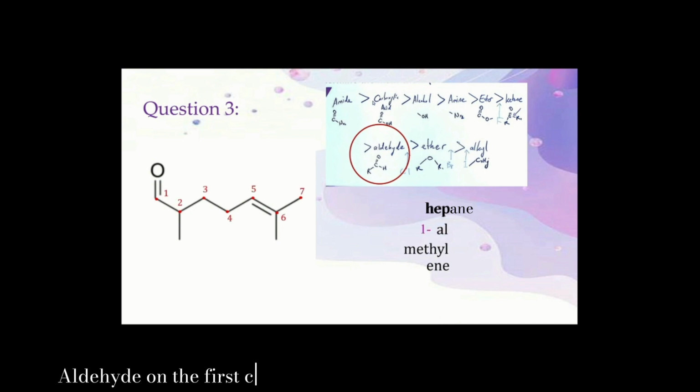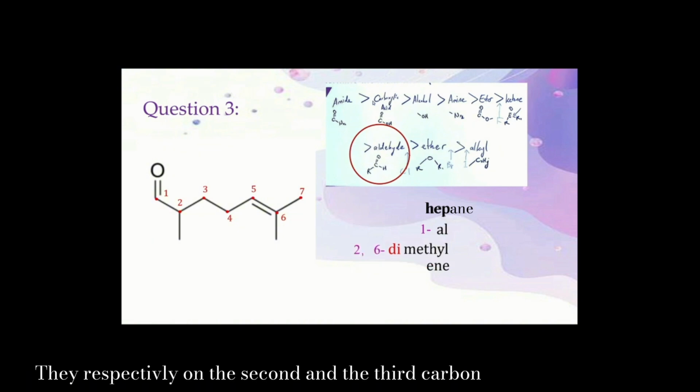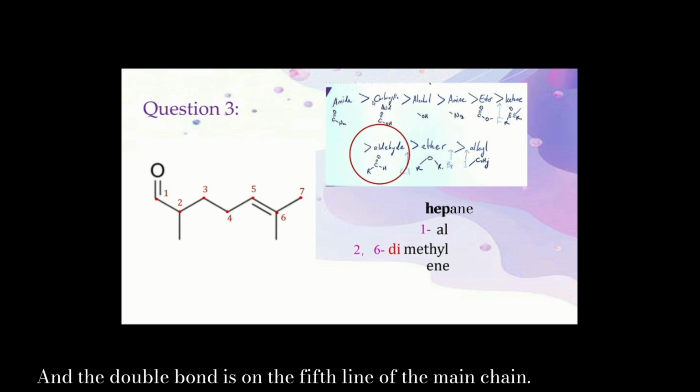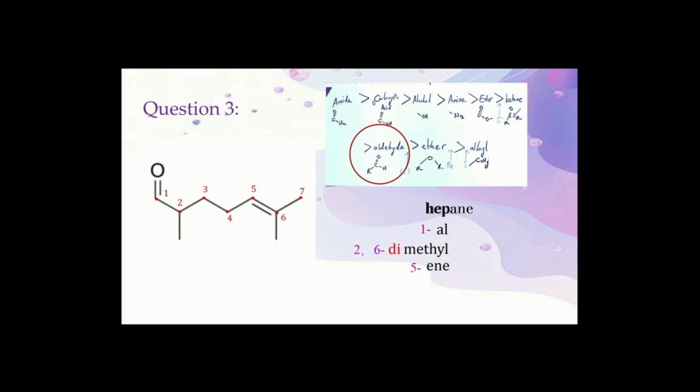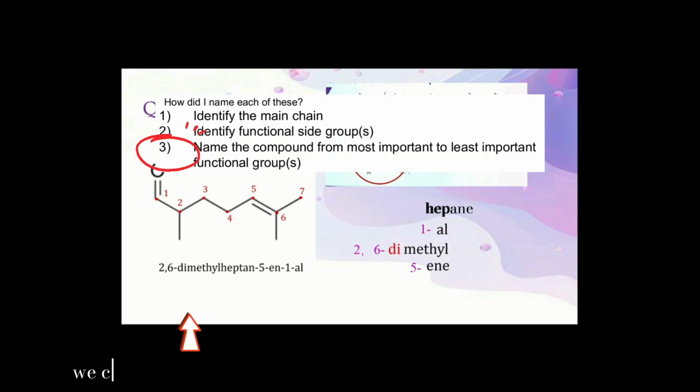Aldehyde is on the first carbon. There are 2 methyl groups, so we write "di" as the prefix in front of methyl. They are respectively on the second and the third carbon, and the double bond is on the 5th line of the main chain. The last step is to conclude all of them. We can get the final answer.